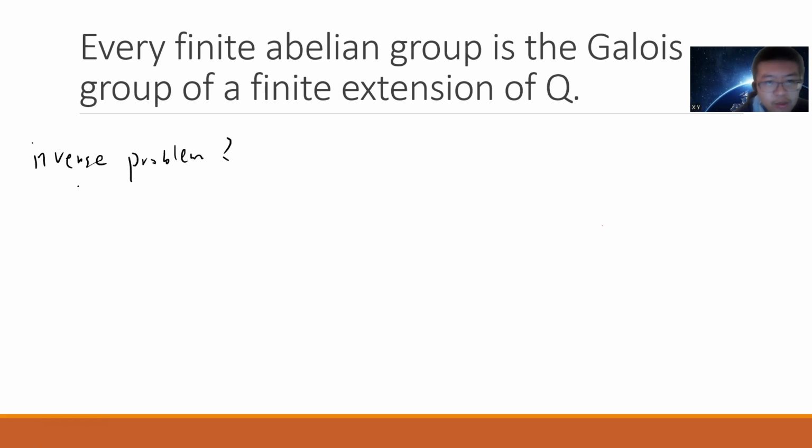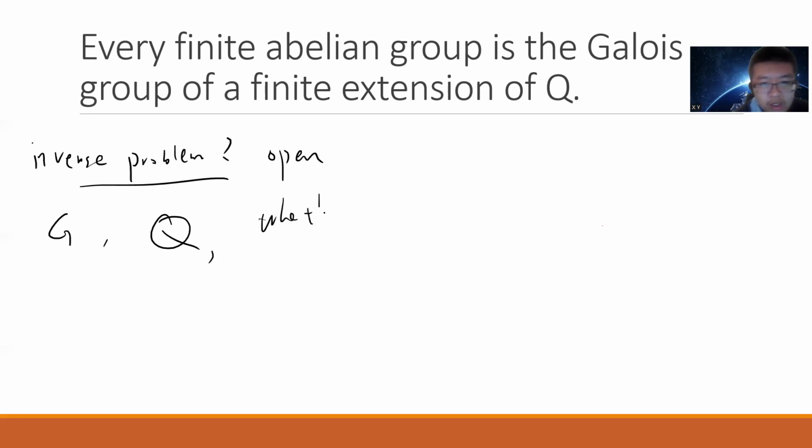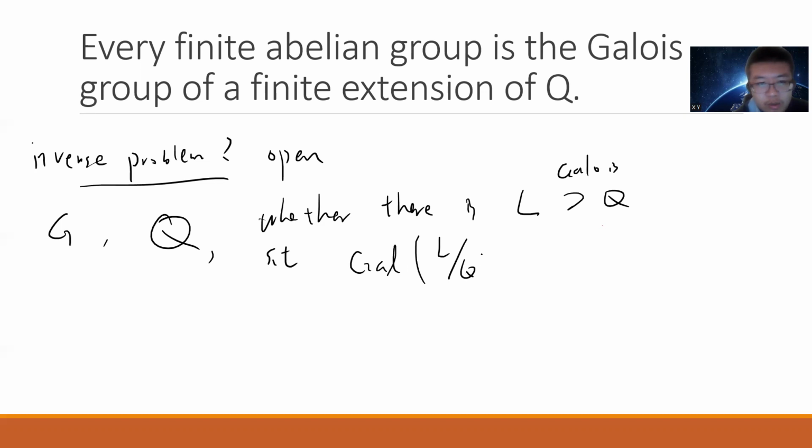The inverse problem is still open. The task is that, given a finite group G and the rational field Q, the goal is to decide whether there's an L, a finite extension over Q, and let's assume it's Galois, such that the Galois group of L over Q is isomorphic to G.